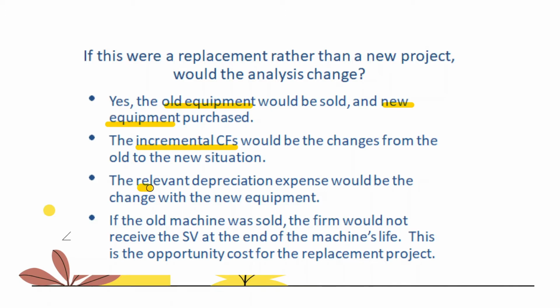To calculate the relevant depreciation expense, we have to compare the depreciation of the old machine with the depreciation of the new machine. What would be the additional depreciation expenses resulting from installing the new equipment? And this is corresponding to the marginal cost concept. What is the additional cost involved with the investment decision?